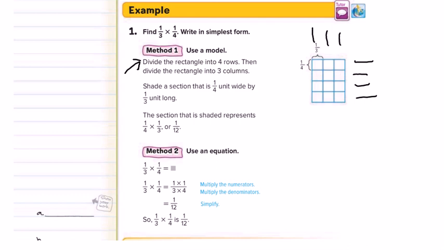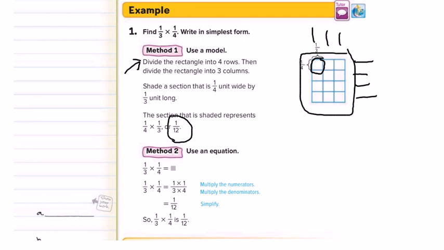And the part where they overlap, where both the green and the red are shading, is right here. This is going to represent my product. So this one section out of a total of 12 that are in this full rectangle would be my product. So 1/4 times 1/3 is 1/12.